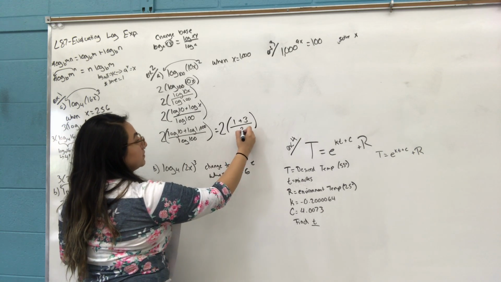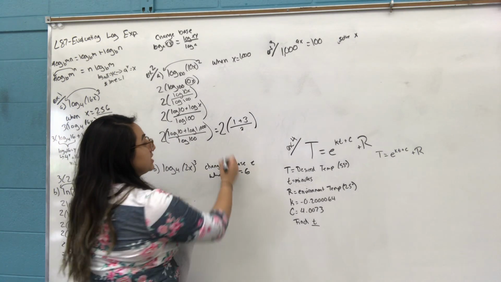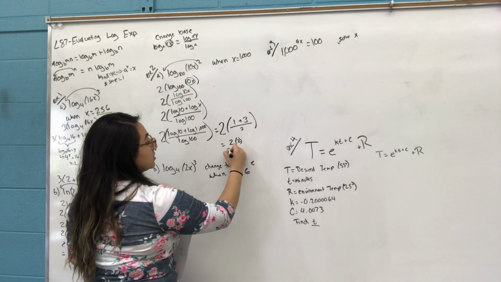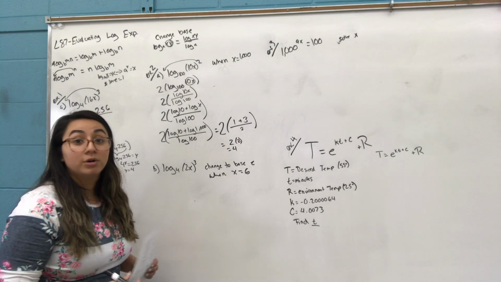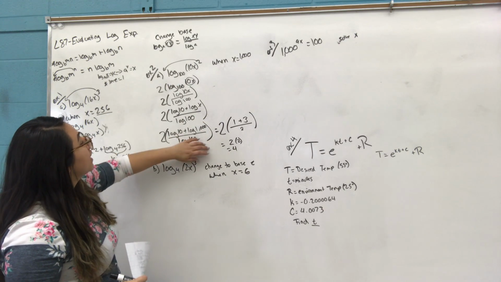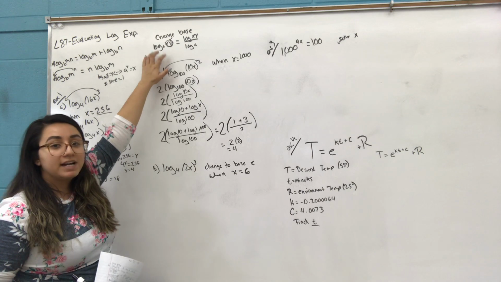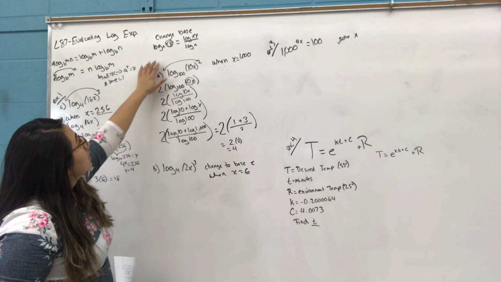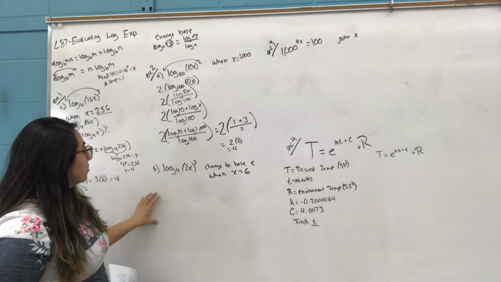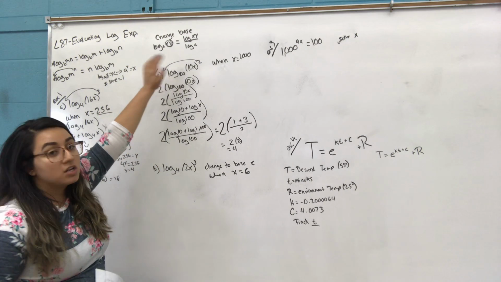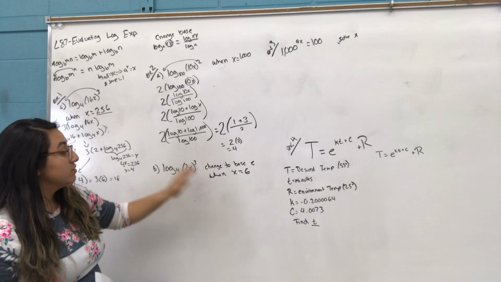Log of 100, 2. Now we can simplify this even more. 1 plus 3 is 4 divided by 2. 2 times 2, my answer is 4. So that's how you would simplify. You expand it, see if there's any properties here, and then try to apply the change base law as much as you can. And now let's go ahead and do B. When you're changing your base to a log, you can do the same exact way by doing natural log.